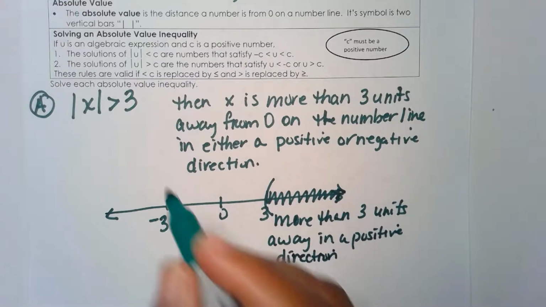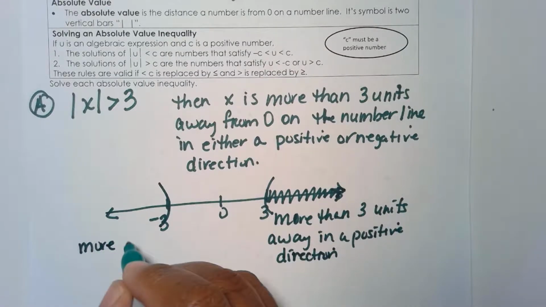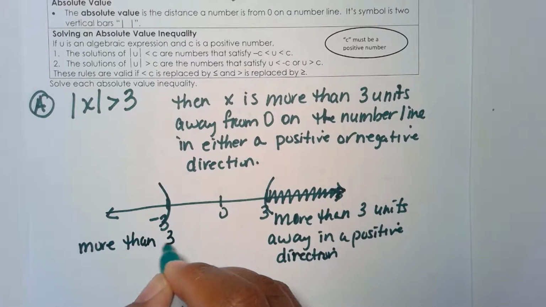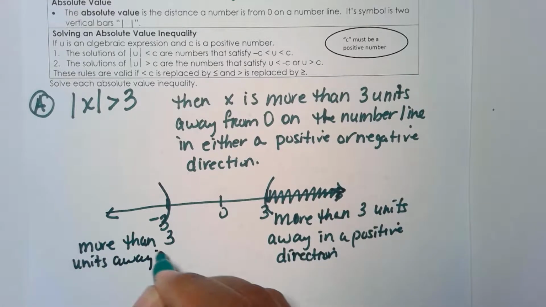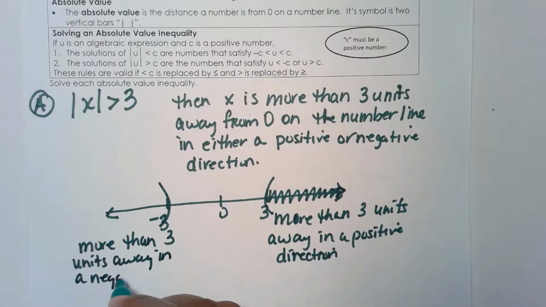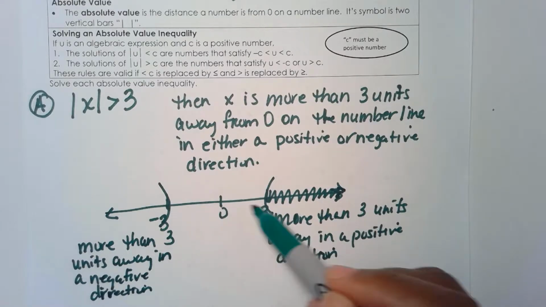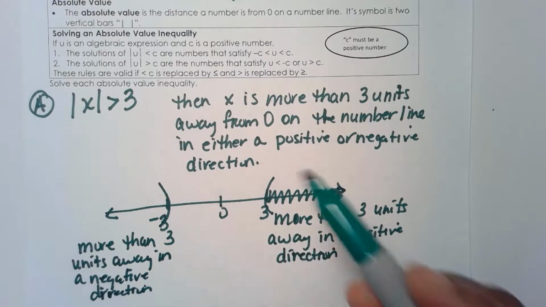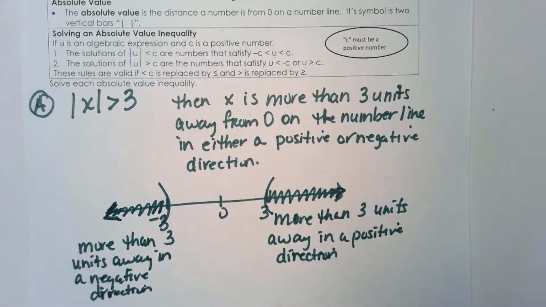And then we're more than 3 units away again in a negative direction. Because remember, we're saying what two numbers will have the same direction of as 3? How 3 units away from 0, positive 3 and negative 3. So when we graph this, this is what we have as our solution on the number line.